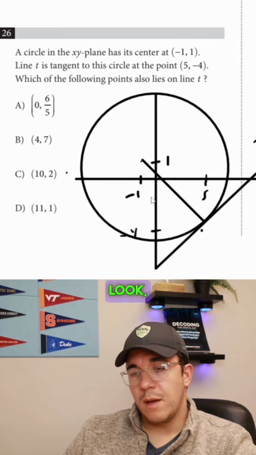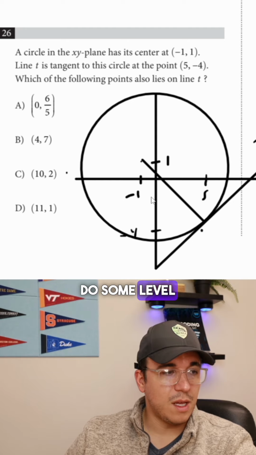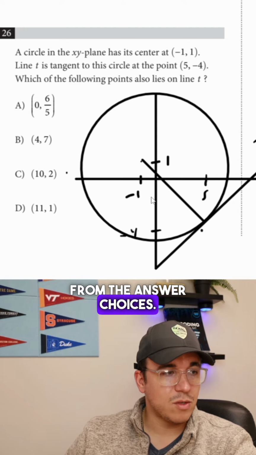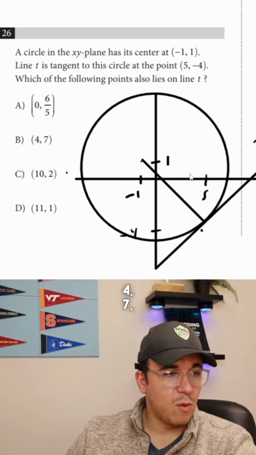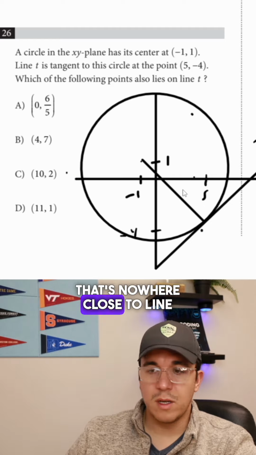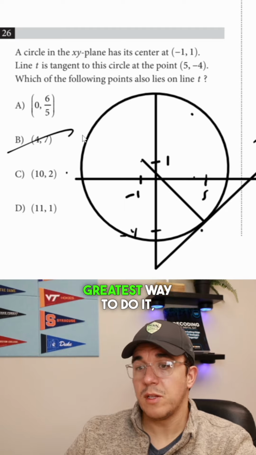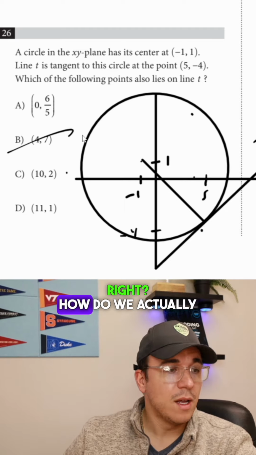So, look, how can we do this? Obviously, if you don't know how to do this, you can probably do some level of guesstimating from the answer choices. For example, (4, 7) would be here and then up here. That's nowhere close to line T, right? So you can kind of do some of that. That's not the greatest way to do it, but of course you can do that, right? How do we actually do this?